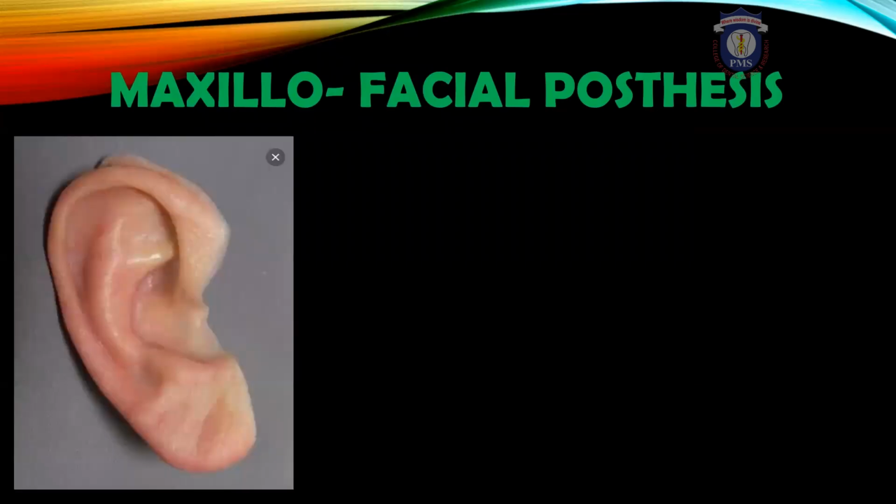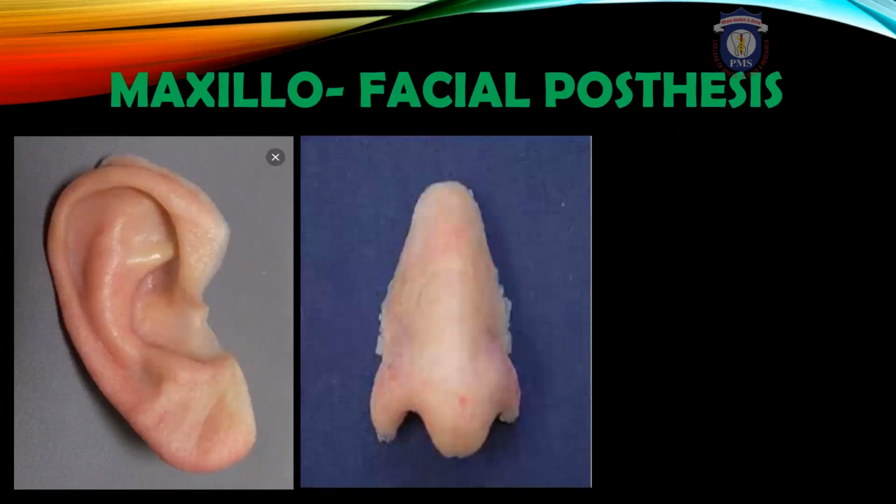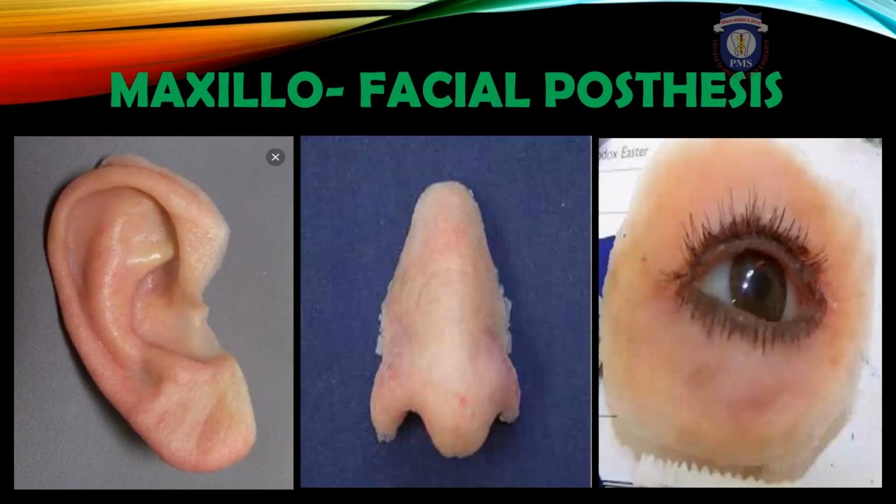When you come to maxillofacial prosthesis, as in the first slide, you saw one or two maxillofacial prostheses. That was the leg prosthesis and the ear prosthesis, which is made of silicone. Silicone gives a very natural appearance, and the next slide shows the silicone nose, and the third one shows the eye prosthesis, with eyelids attached to it, and it seems very natural.